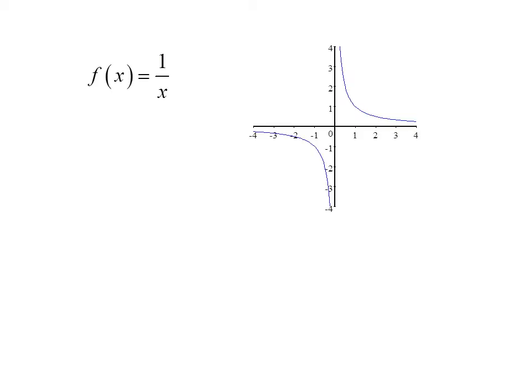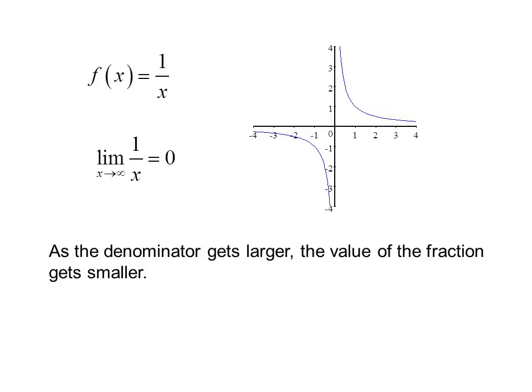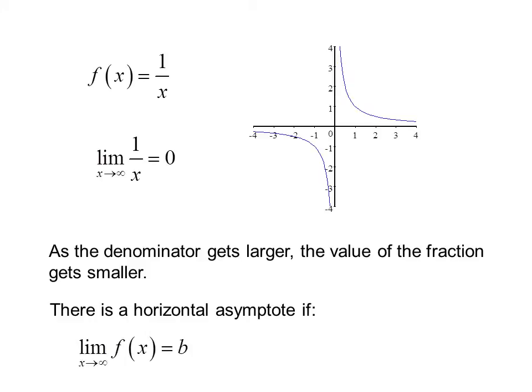Consider the function f of x equals 1 over x. The limit as x approaches infinity of 1 over x equals 0. As the denominator gets larger, the value of the fraction gets smaller. There is a horizontal asymptote if the limit as x goes to infinity of f of x equals a constant, b, or the limit as x goes to negative infinity of f of x equals a constant, which we'll call b.